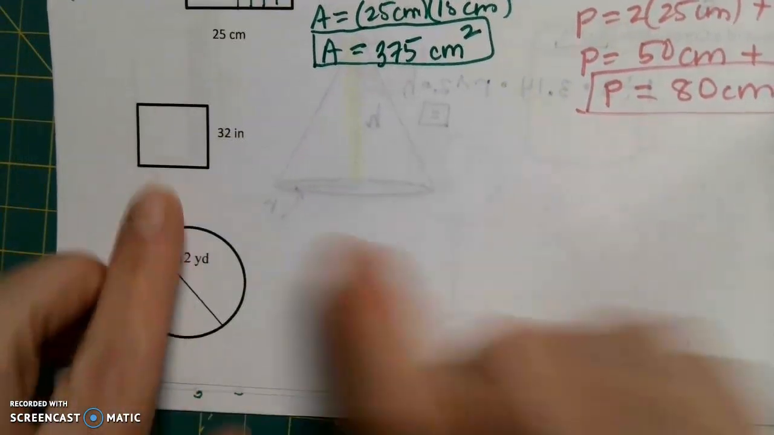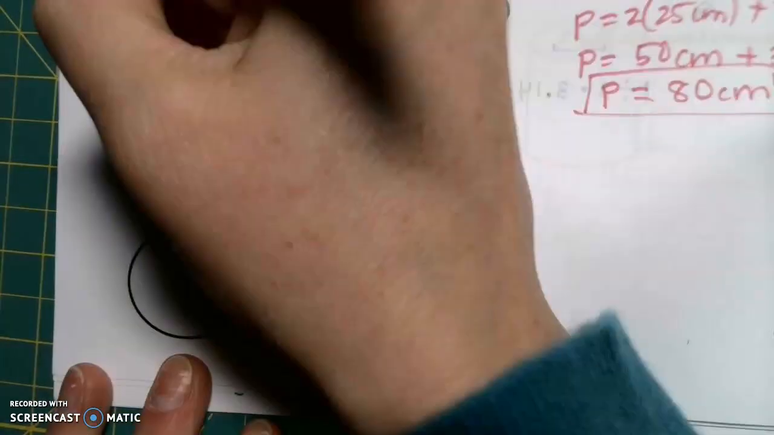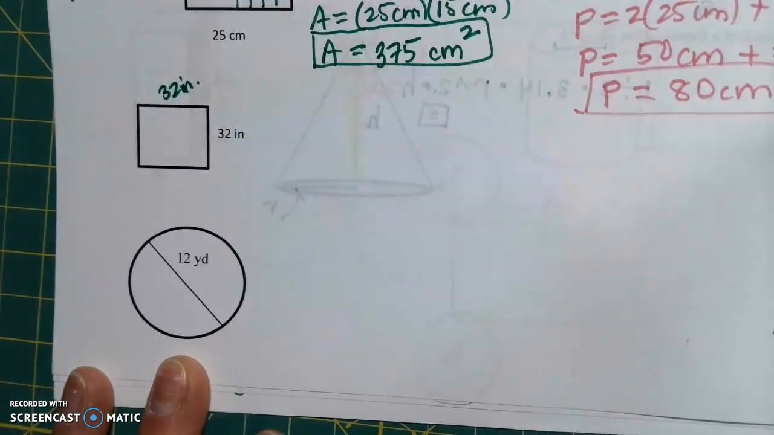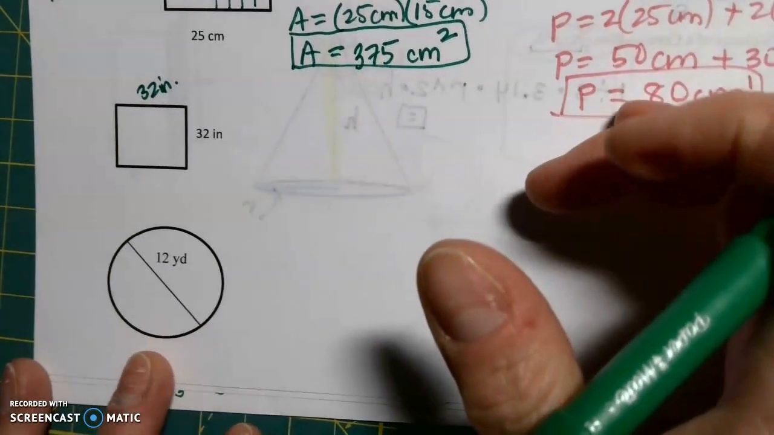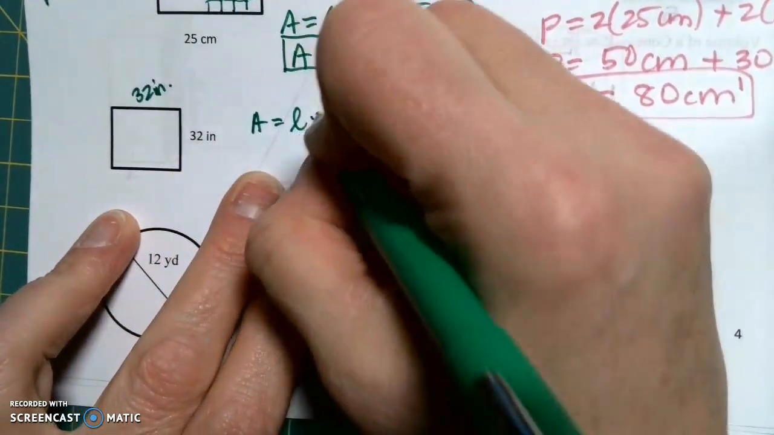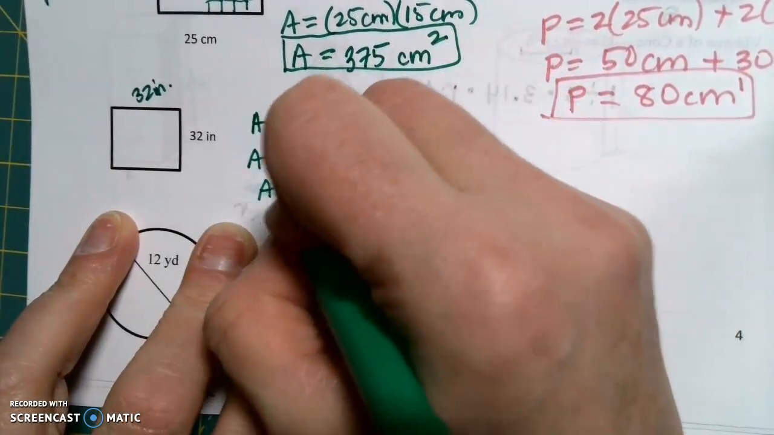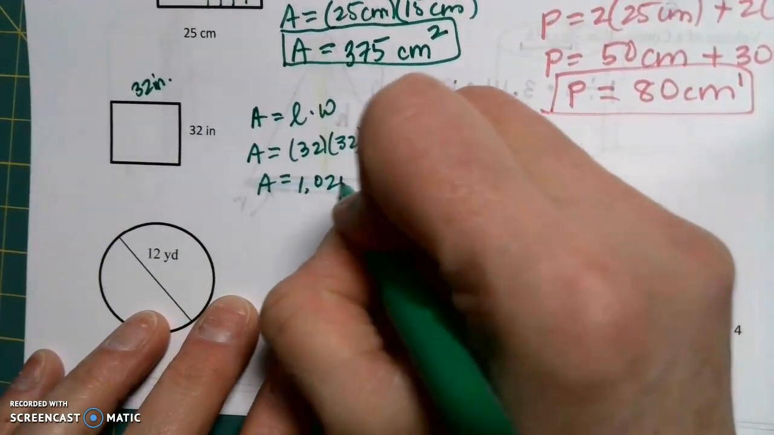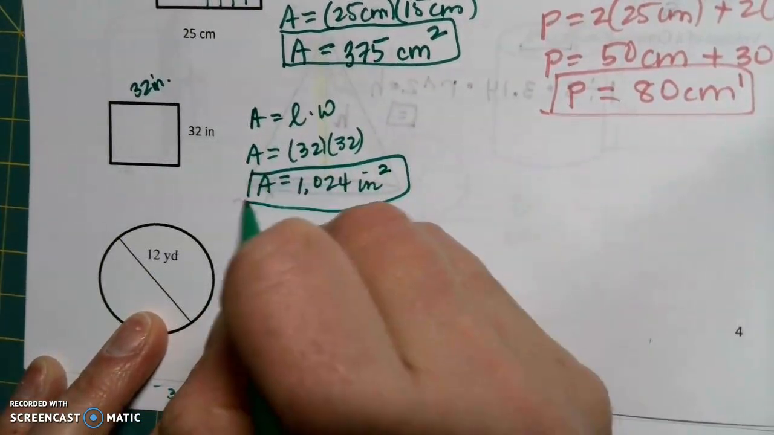All right. This next one, if it looks like a square, pretty much you can assume that it is, especially if they only give you one dimension. That means that this one would also have to be 32 inches. And then we can use these same formulas. You can use the square formulas, whichever you prefer. So let's see here. Area is length times width. They just happen to be the same here. So 32 times 32. And that is 1,024. And then because it's inches and it's area, it's going to be inches squared.